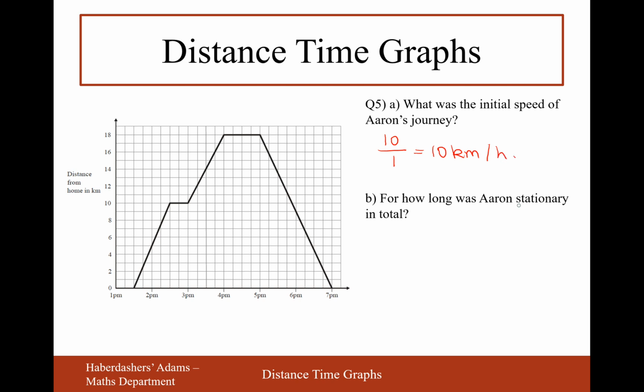For how long was Aaron stationary in total? Well, he had a bit here and a bit up here, and each box is representing 15 minutes. So that's half an hour here, an hour here, so that's 1.5 hours. 1 hour, 30 minutes.